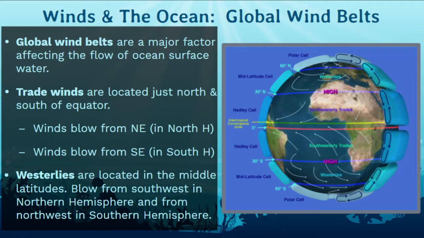Now, westerlies are located in the middle latitudes, not at the very tops, but the middle latitudes. You also have these Hadley cells and other types of cells where the wind is recycled and cycled through. You can see this in the cycle arrows on the right side of the picture.